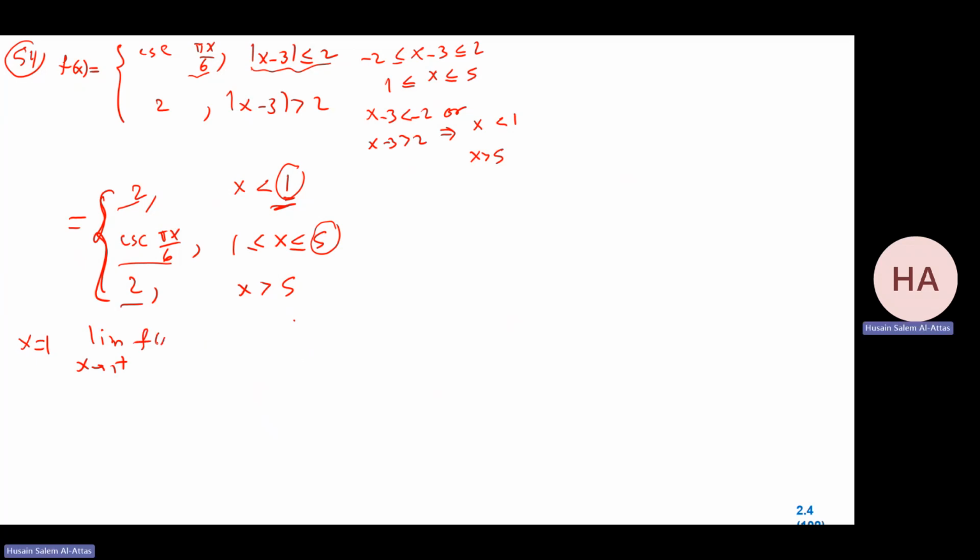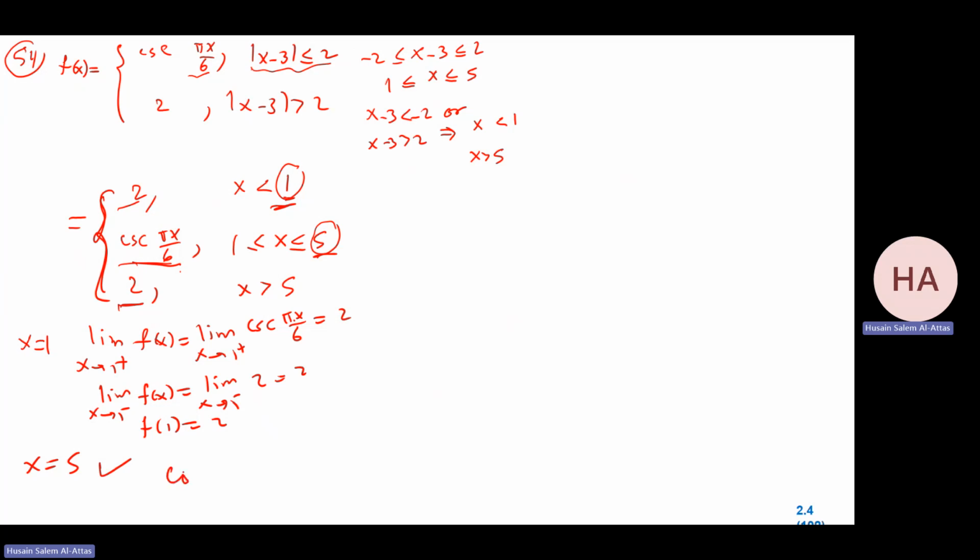To make it clear, f of x. Now, when you deal with the function from the right, that will be cosecant pi x over 6. So this is 2. The limit as x goes to 1 from left, I will deal with 2, which is 2. F of 1 is 2. The same thing for x equal 5. That will be cosecant 5 pi over 6, which is 2. And this is 2. F of 5 is also 2. So this is also continuous. So the function is continuous everywhere. I think it's clear. No need to rewrite it. It's similar to the previous one.